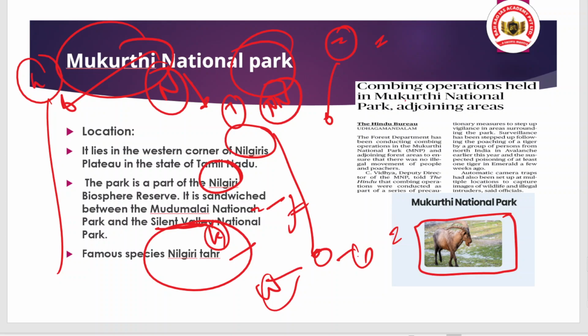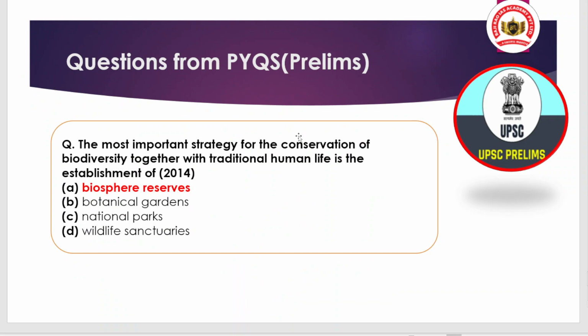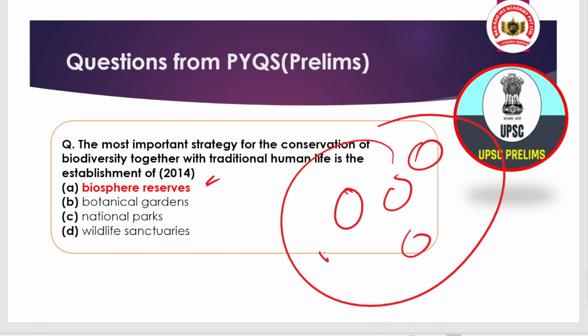So what was the news here? The news is about an incident of poaching and illegal collection of materials in this park. So there were combing operations in this park to curb these illegal activities. So friends, we have discussed this, and now the question which we started with in the initial discussion, the answer is Biosphere Reserve. A Biosphere Reserve is a much bigger area, and it may comprise national parks as well.